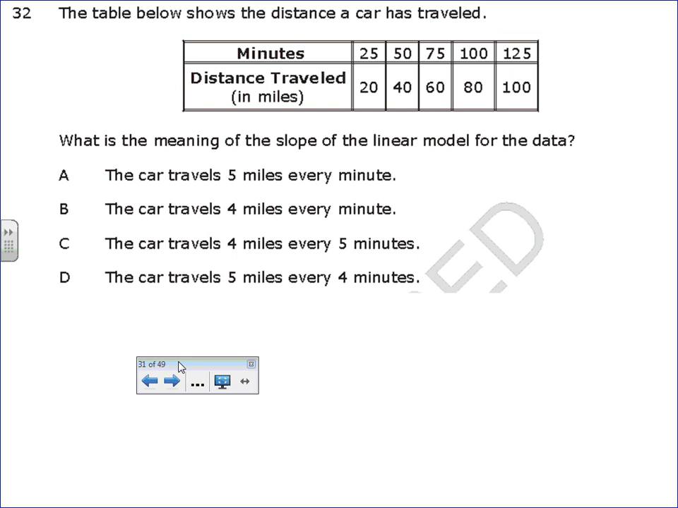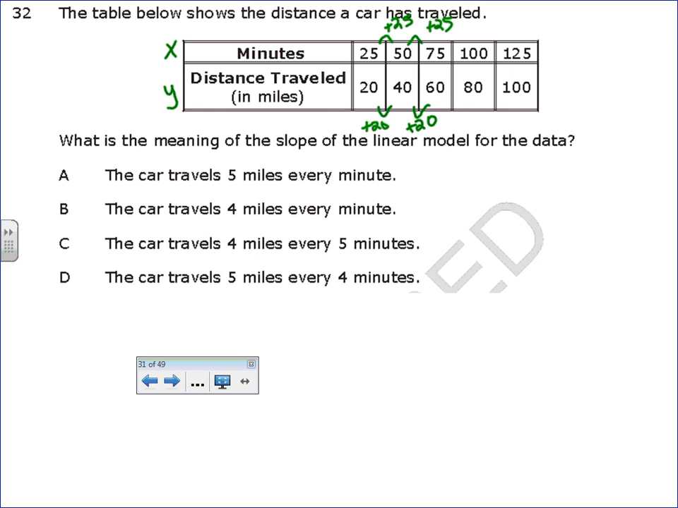Okay, 32. The table below shows the distance a car has traveled. What is the meaning of the slope of the linear model for this data? Well, first off, we need to find the slope. This is going to be my x, this is going to be my y. If you notice here, these are all going up by 25. And then this is going up by 20.